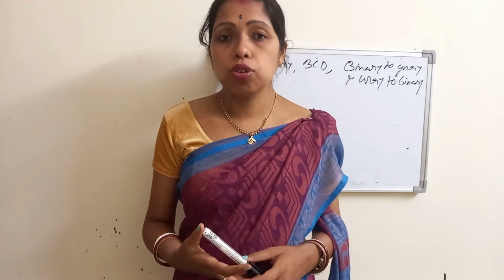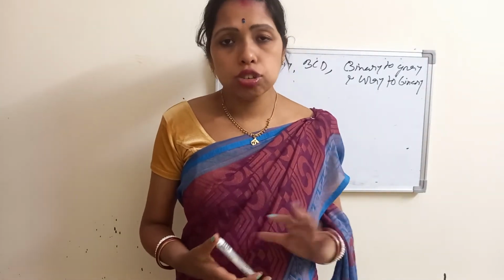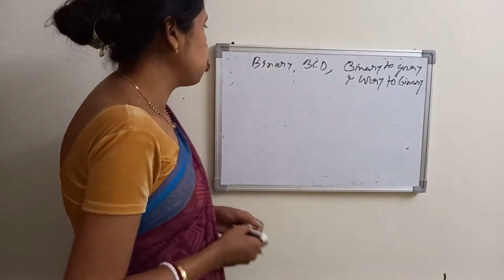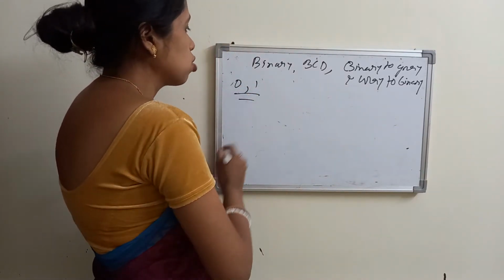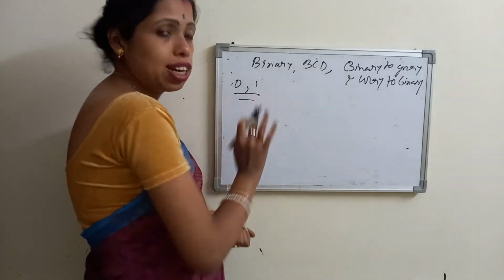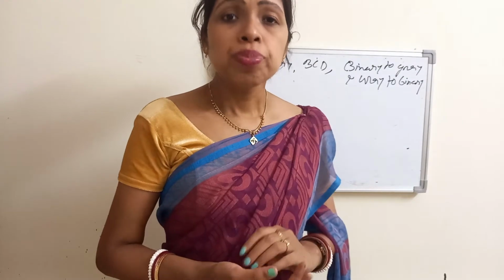So what is the importance of the BCD code? Why will we use the BCD rather than the binary? This we'll discuss. This is associated with binary numbers only. Any binary number consists of 0 and 1. The BCD code is related to decimal, and it is the bridge between decimal and binary.